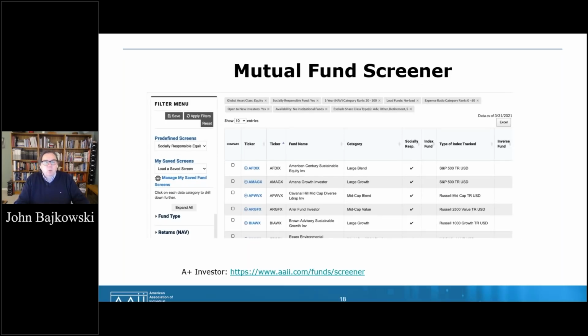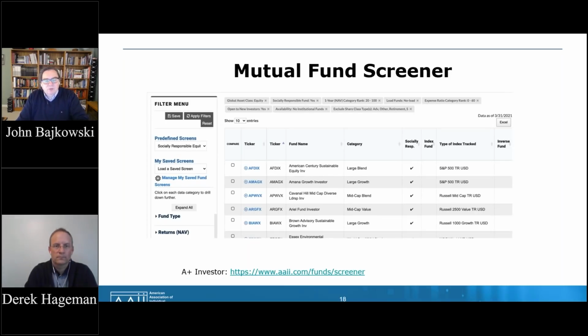And this is one benefit, though, that I guess is a little bit extra. It's the mutual fund screener and the ETF screener. Up till now, everything we've talked about is available to you as a member of the association. These are tools that require an A+ investor subscription, but they allow you to determine your own criteria if you want to filter down the universe of funds to a smaller set.